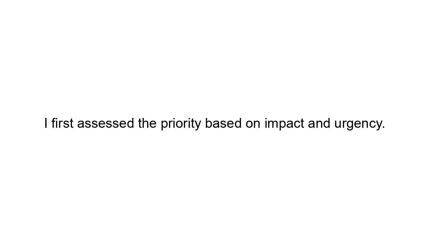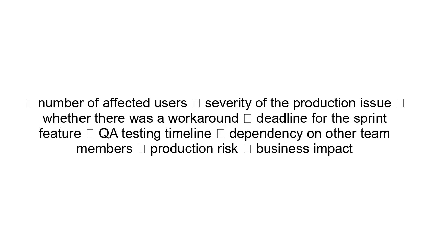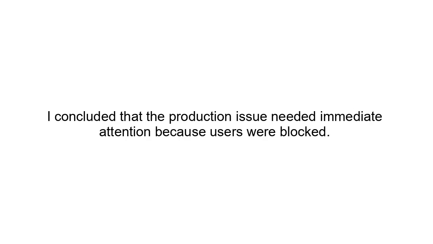Action: I first assessed the priority based on impact and urgency. I considered the number of affected users, severity of the production issue, whether there was a workaround, deadline for the sprint feature, QA testing timeline, dependency on other team members, production risk, business impact. I concluded that the production issue needed immediate attention because users were blocked.